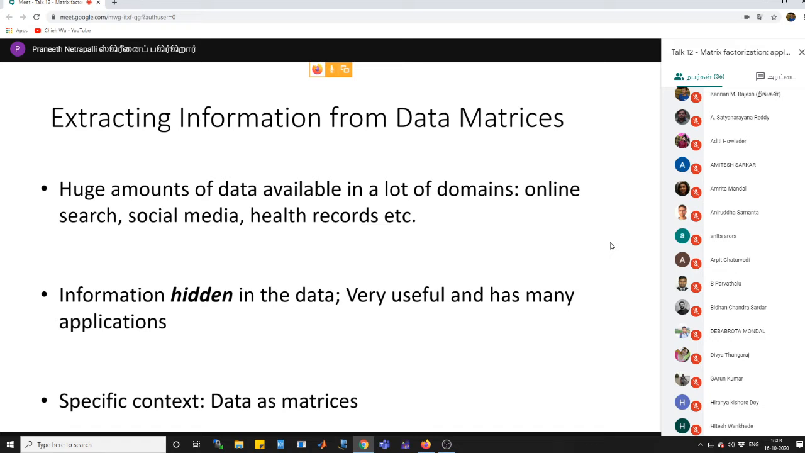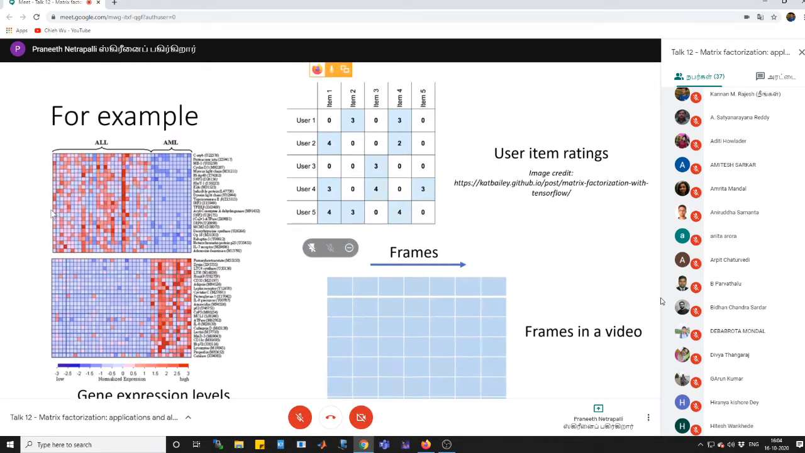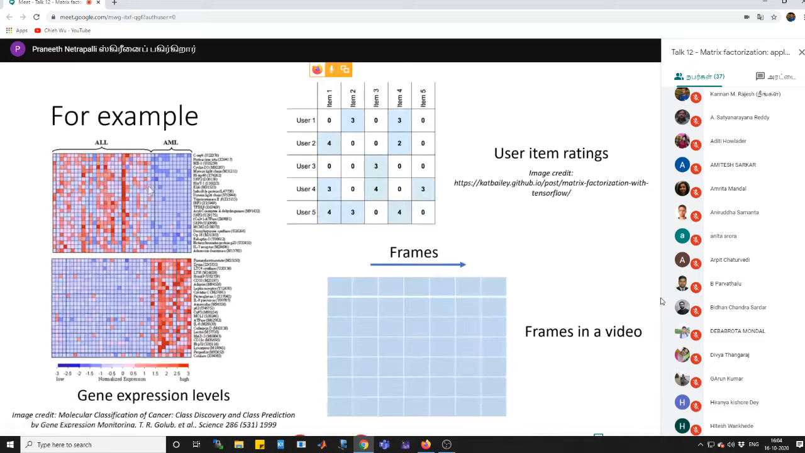And just to give more concrete examples of situations where data could be represented as matrices. On the left, we have this matrix of gene expression levels. Each column corresponds to a particular patient. I'm talking about this figure here. So this entire thing is one matrix. It's divided into two blocks. Each column corresponds to a patient, and each row corresponds to a gene. And the color represents the gene expression level in that patient. If it's red, it's high, and if it's blue, it's very low.